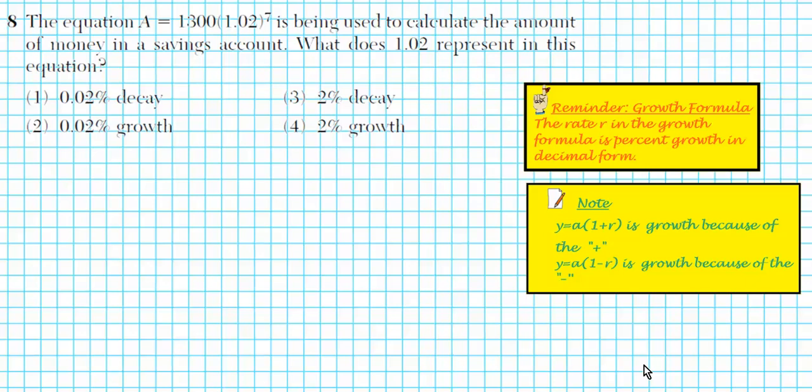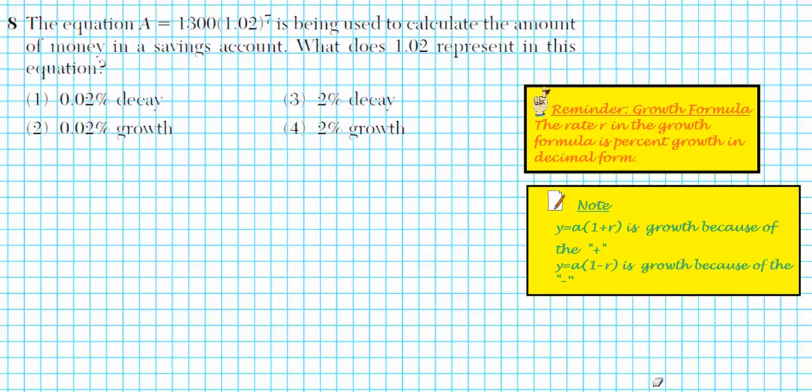All right, let's take a look at question number 8. It reads, the equation A equals 1300 times 1.02 raised to the 7th power is being used to calculate the amount of money in a savings account. What does 1.02 represent in this equation? Now, one thing you want to remember concerning the growth formula, let me write down what the growth formula is. The growth formula is y equals a times 1 plus r to the t.